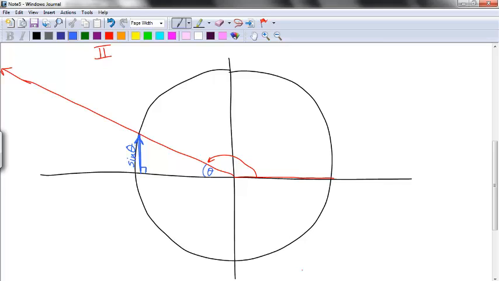Cosine is adjacent. Adjacent to this theta, adjacent would go, now notice it does not go all the way out to the end of the circle. It stops in the triangle, stops right there, and it's going to the left, so cosine is negative. Make sure you have two arrowheads so far.